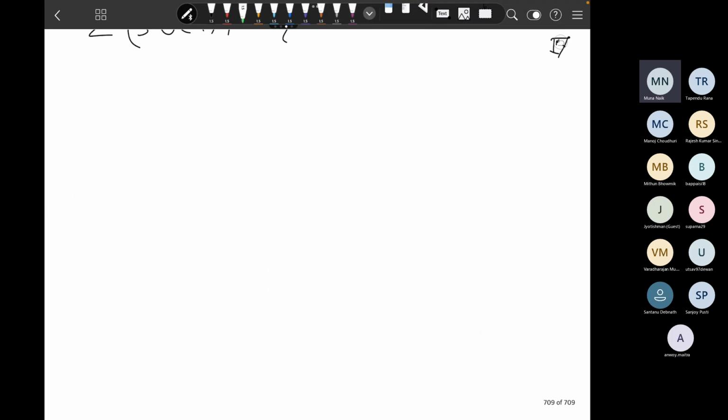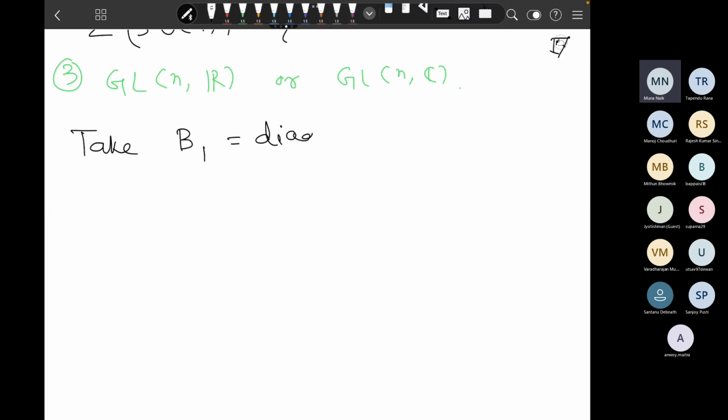Now let us look at the same example for GLNR or GLNC. So I am just writing the matrices here. First take B1 is equal to something like diagonal of 2, 3 up to n plus 1, and this has distinct eigenvalues. So now AB1 is equal to, okay, now you will take B2 is equal to Bj comma k.